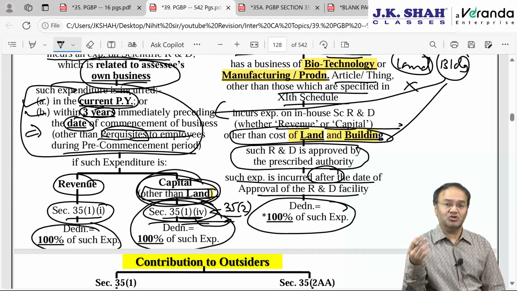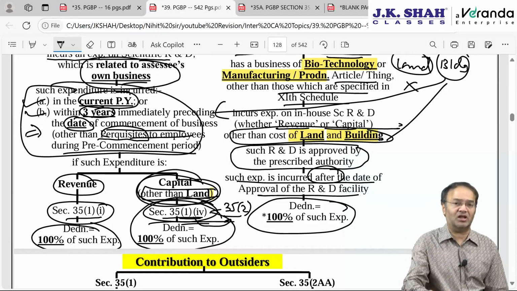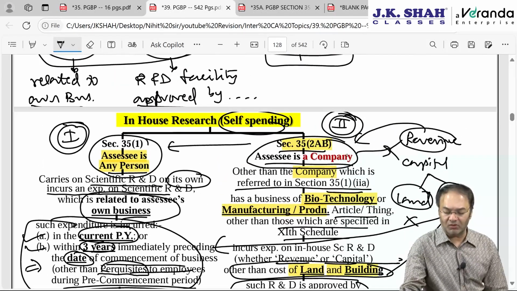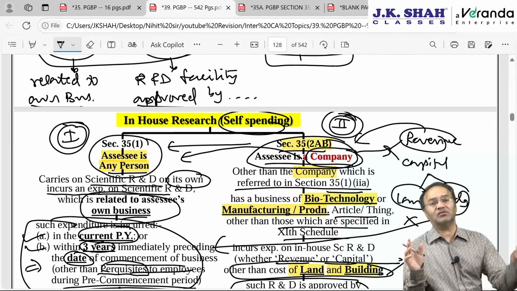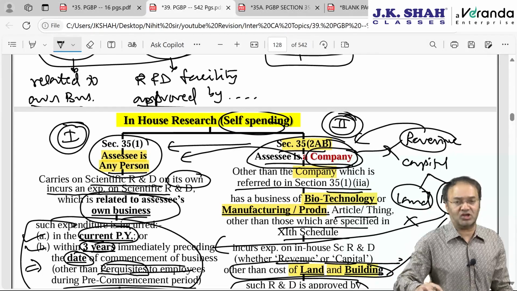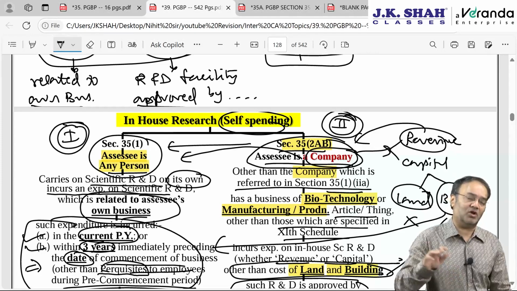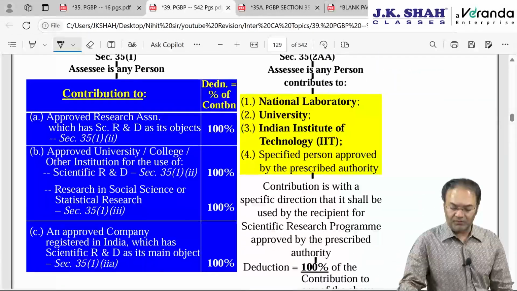Building can be claimed. So it is not necessary that an assessee which qualifies for category 2 has to claim under category 2 only. It can claim under category 1 also. Because for category 2, it has to be a company engaged into biotechnology or manufacturing. But it doesn't mean it doesn't fall under category 1. Category 1 is for everyone. So a company which falls under category 2 may fall under category 1 also, and can claim deduction not for the same expenditure but for a different expenditure. Like building, it can claim under 35(1) clause 1.